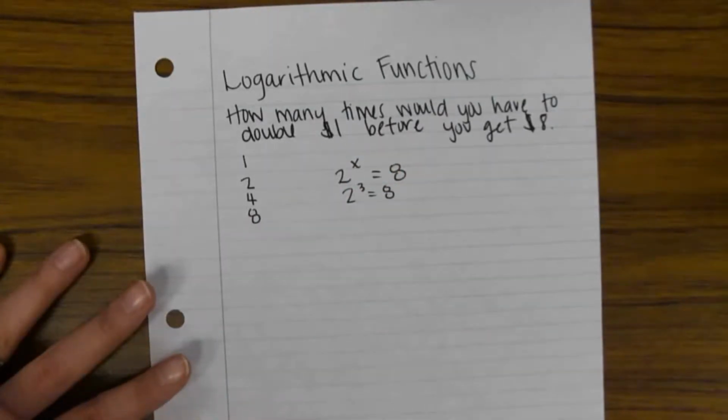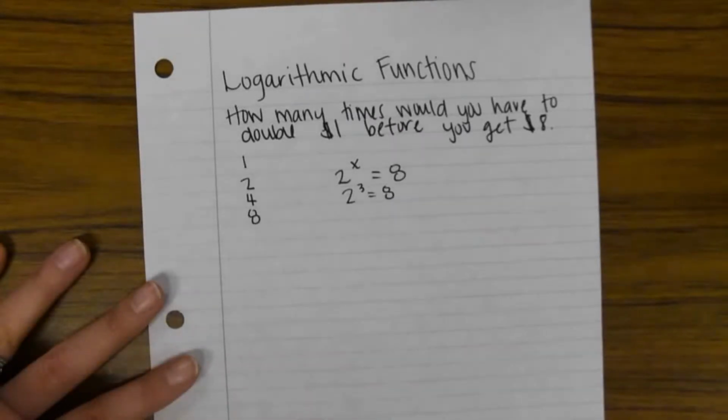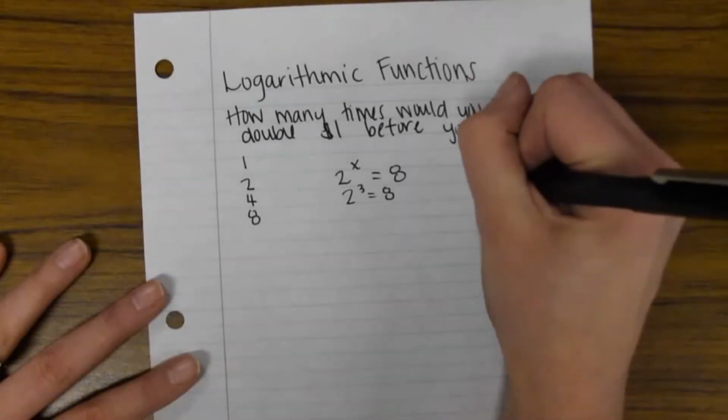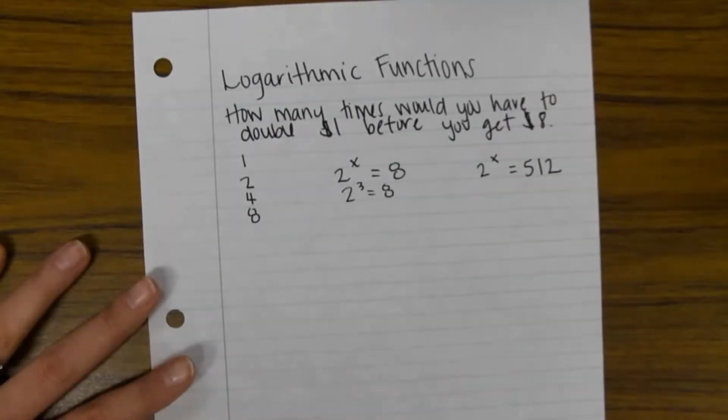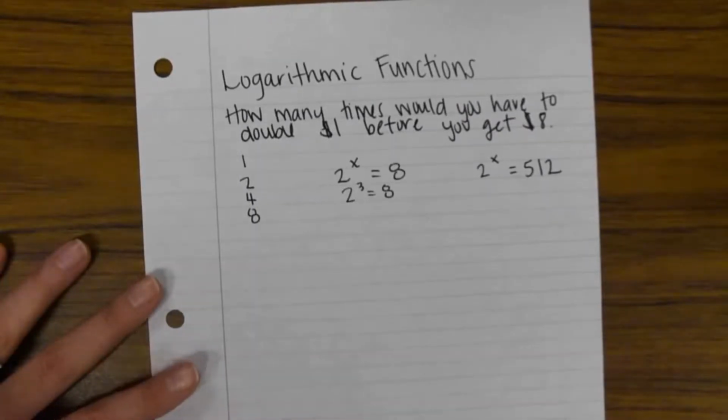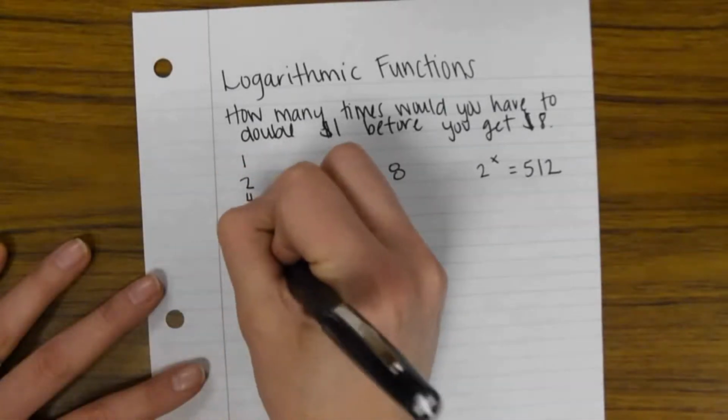Well, what if it gets a little bit trickier? What if we want to know how many times you'd have to double $1 to get to $512? That's not as easy to solve using mental math. And that's when we want to use the operation called a logarithm. A logarithm is the exponent to which a specific base is raised to obtain a given value. What the heck does that mean? Let's write it down. That way we can analyze the statement.